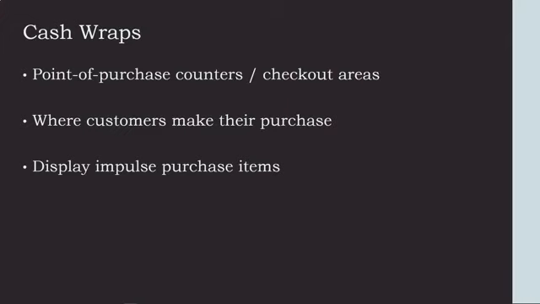Items placed in the cash wrap area are relatively low in price. This is a space the retailer cannot use for large or bulky items. So you might see things like candy, chips, snacks, trial size products, or small essentials such as batteries, lip gloss, or headache medicine.